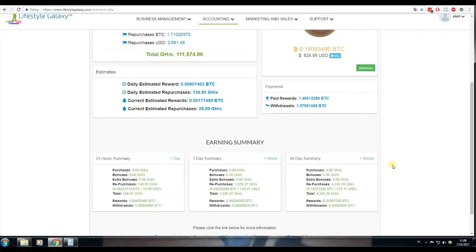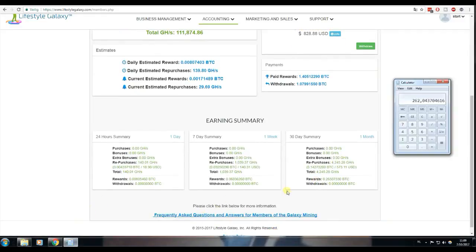So $262 of bitcoins. Of course, I added $140. That's 1 terahash to the total mining power, which has value also. So plus $140. That's $402 in 7 days on $10,500 worth of Bitcoin mining contracts, which is a great result.